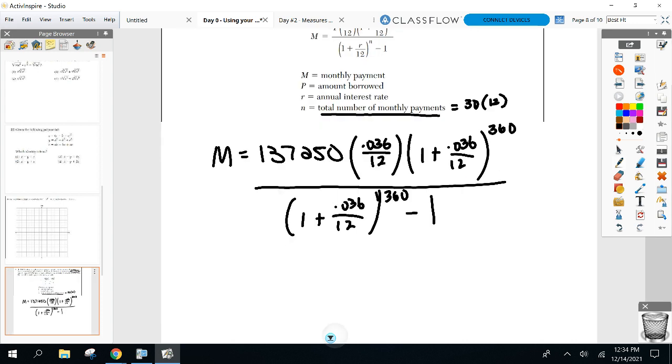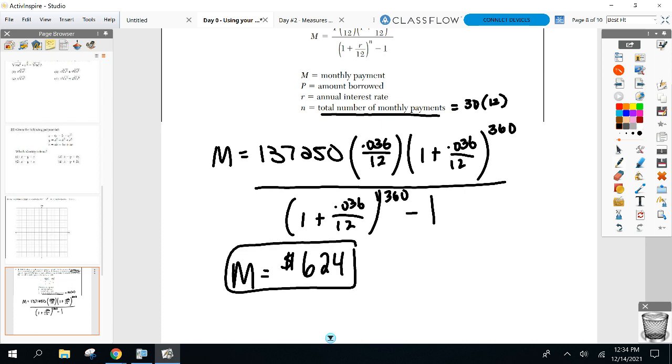And then we're rounding to the nearest dollar. How much are they going to have to pay a month here? $624. $624. I was so excited to get it. I got it.